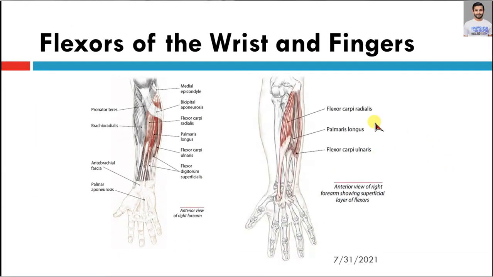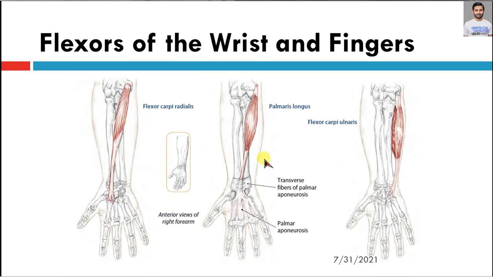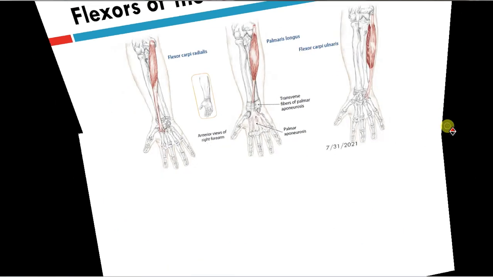Here again you can see the flexor carpi radialis, palmaris longus, and flexor carpi ulnaris, and the rest of the flexors. This is another detailed view of the flexor carpi radialis, palmaris longus, and flexor carpi ulnaris. So collectively these muscles make the bulk on the medial side of your forearm.